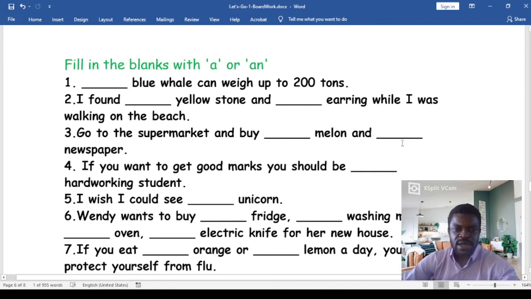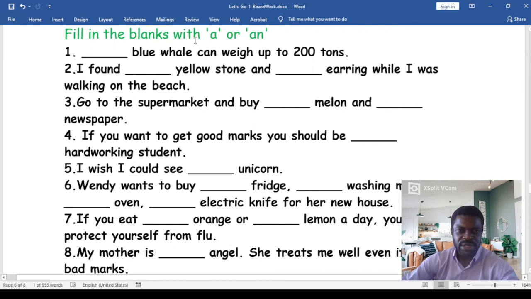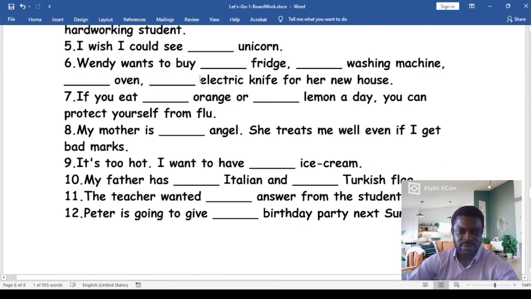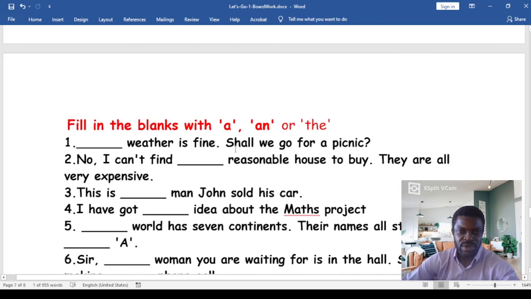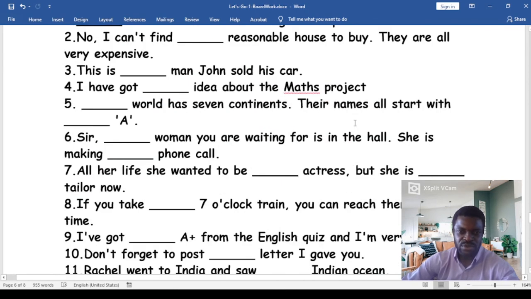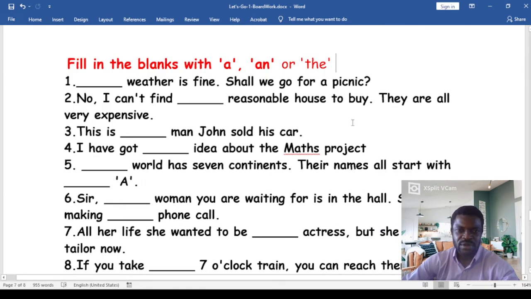Now that we've taken care of those, we have to come back here and do this exercise. Fill in the blanks with A or N. A blue whale can weigh up to. You've got to take care of this one and this and this and this one. When you're done, then you do this one, where we've got the definite article. I will send this one across to you, so you do it by the time you finish watching this. Okay? So that's going to be all about it.